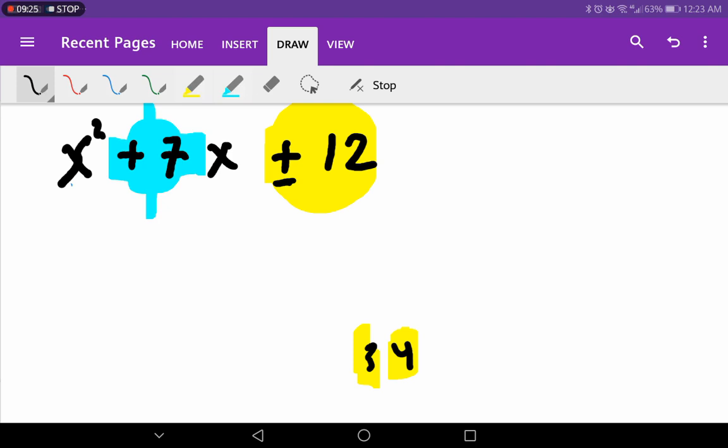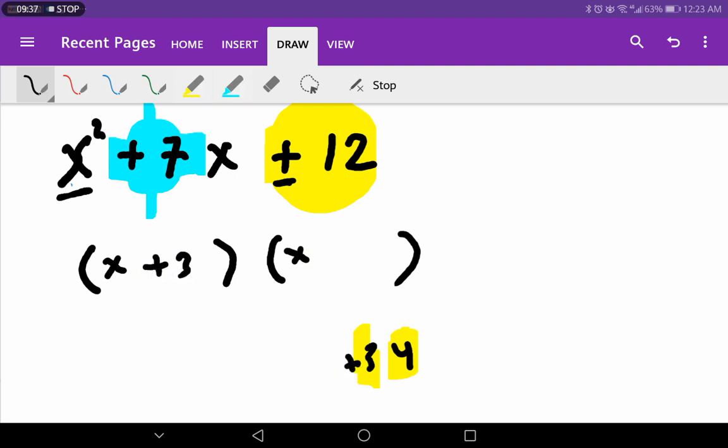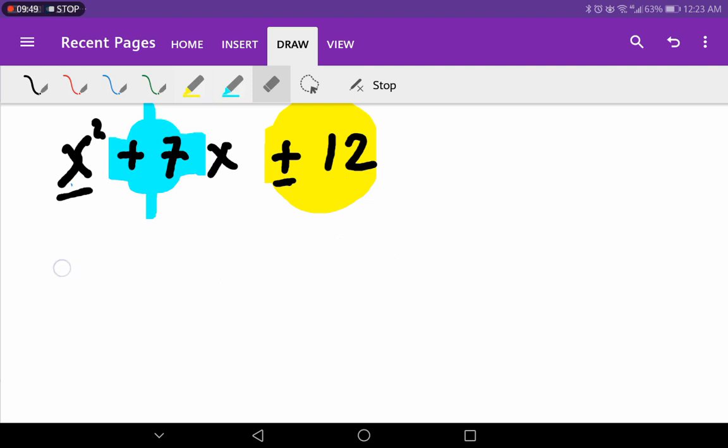The solution: you draw two parentheses like this. And what is the letter here? It is x. 1x here, 1x here. This is positive, so positive 3. And this is positive also, so positive 4. We are done. Are you happy with that? I hope so. Let us take one more example.